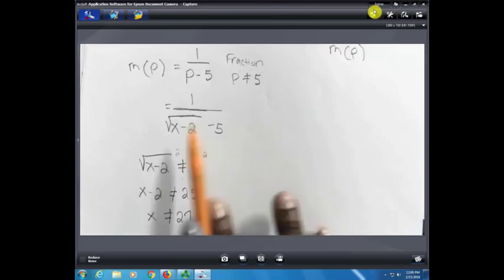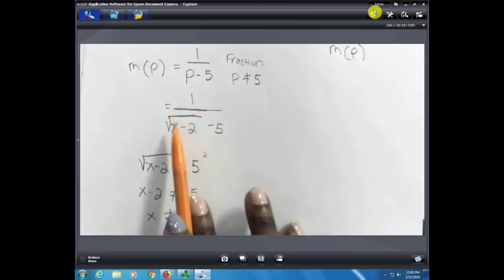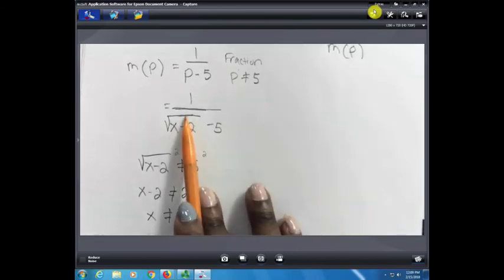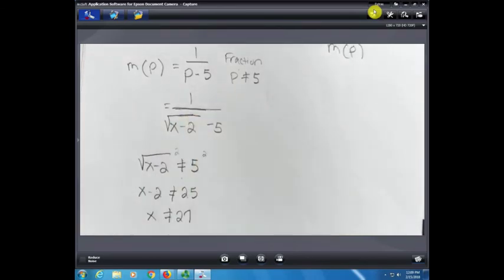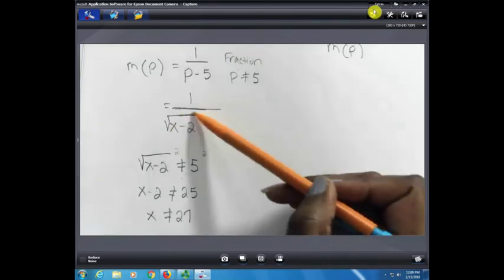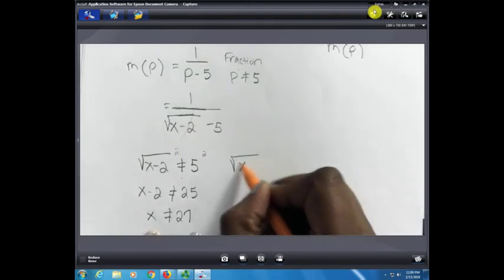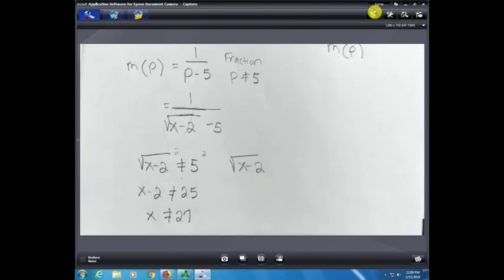Now, once we put in this x, the square root of x minus 2, we still have a fraction, right? Now, we've got the fraction part. What about this square root? Isn't there a criteria for square roots? It cannot be imaginary. So this square root cannot be imaginary. So it needs to be greater than 0.